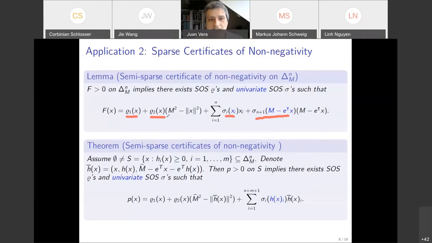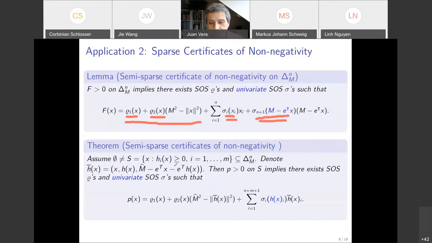And then this is just something with a non-constraint. You can think of this as just certifying non-negativity in a certain ball, and then this is just a sum of squares. The rhos are full SOS, so multivariate, while the sigmas, these ones here, are univariate. And then I had this theorem for the simplex. Applying our main theorem, we get a semi-sparse certification of non-negativity for any semi-algebraic set, and it will look basically the same way.